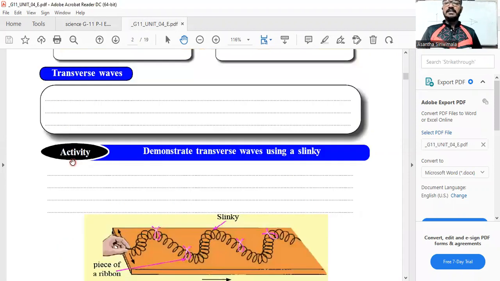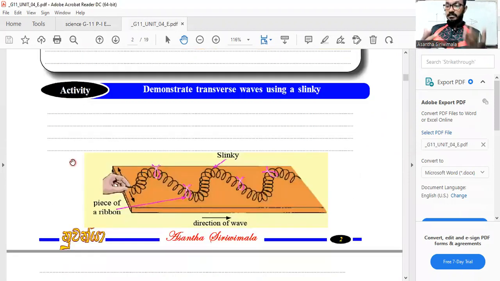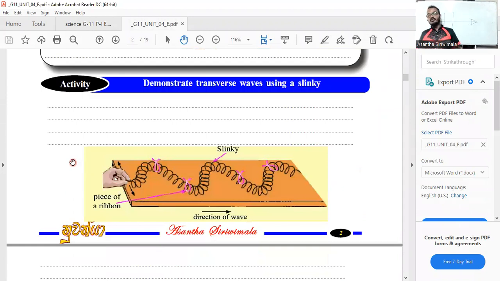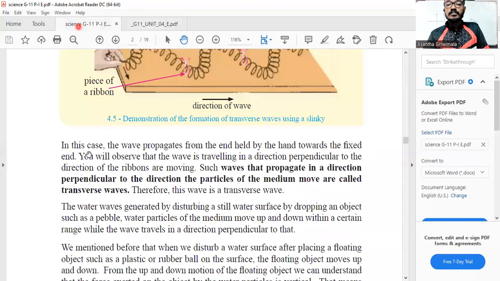Now there's an activity. So we are going to observe whether the definition is true. We are going to check whether the particles move perpendicular to the direction of the wave motion. In order to do that, again, we need a slinky and a few pieces of ribbon. So what we do is we take the slinky and tie several pieces of ribbon at several places.